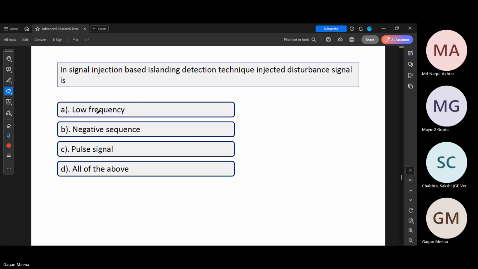Okay, in signal injection based islanding techniques, the injected disturbance signal is low frequency, negative sequence, pulse signal, or all of the above. What's the answer?